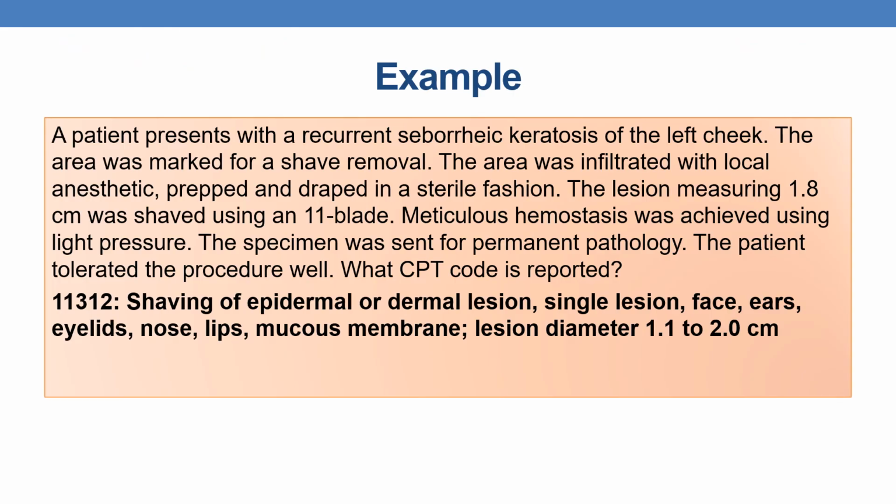Now let us discuss an example. A patient presents with recurrent seborrheic keratosis of the left cheek. The area was marked for shave removal. Here the location is the left cheek. The area was infiltrated with local anesthesia and prepped and draped in sterile fashion. The diameter of the lesion is 1.8 centimeters. The lesion was shaved using an 11 blade. Meticulous hemostasis was achieved using light pressure. The specimen was sent for permanent pathology. The patient tolerated the procedure well. What CPT code is to be reported?